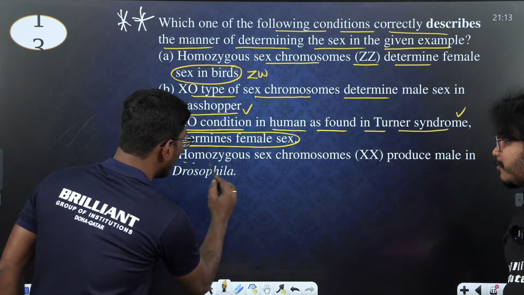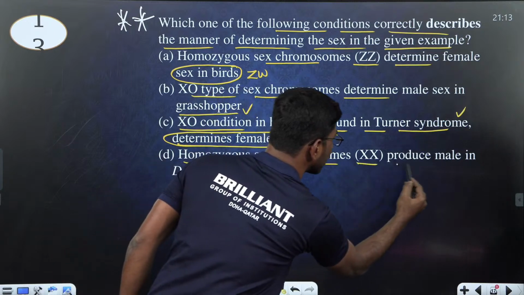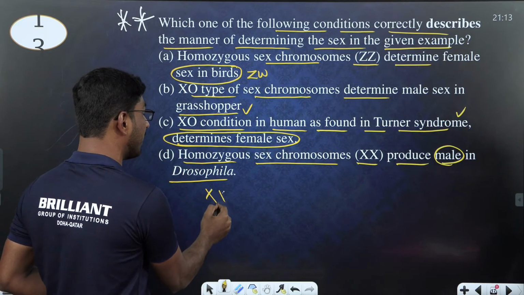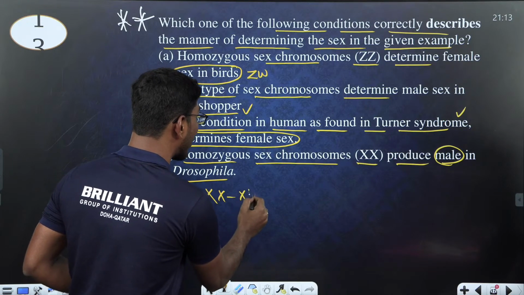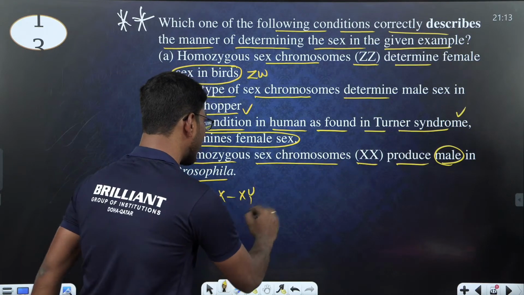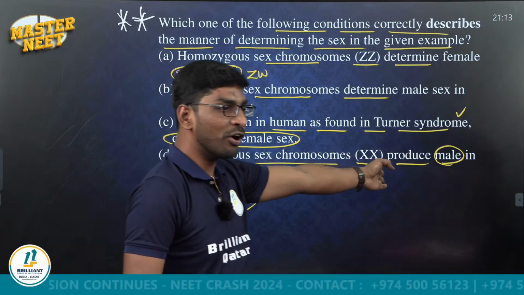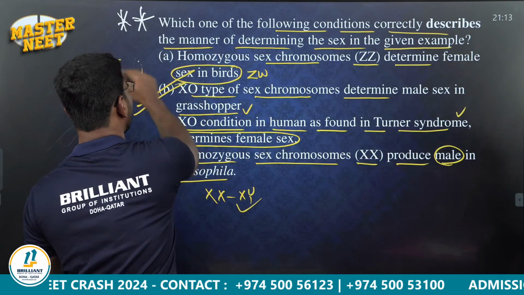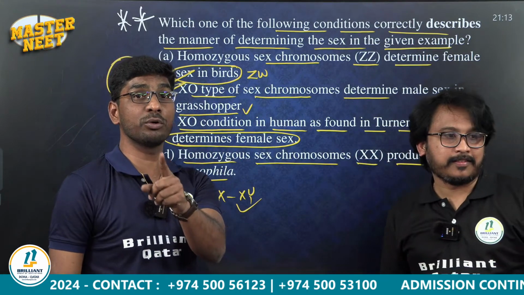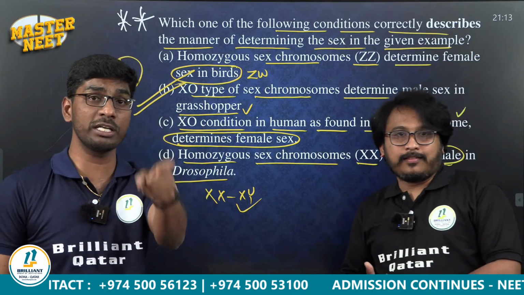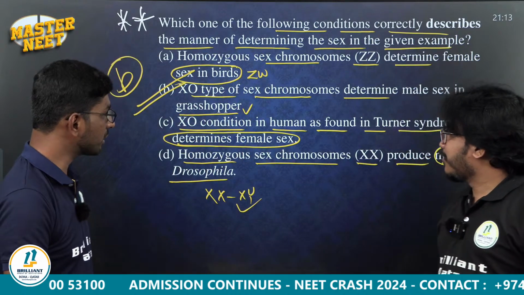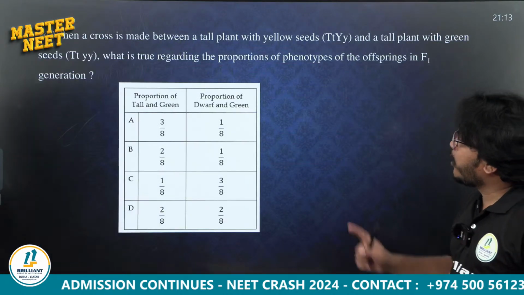Look at the last one. Homozygous sex chromosome XX produces male in Drosophila. My dear, Drosophila is the XX and XY type, so male is what? XY, not XX. You got my point? So the correct answer is what? Option B. This is a repeated PYQ, remember. So prepare thoroughly sex determination, male, female, and bird sex determination, ZZ, ZW, and go. Next question.